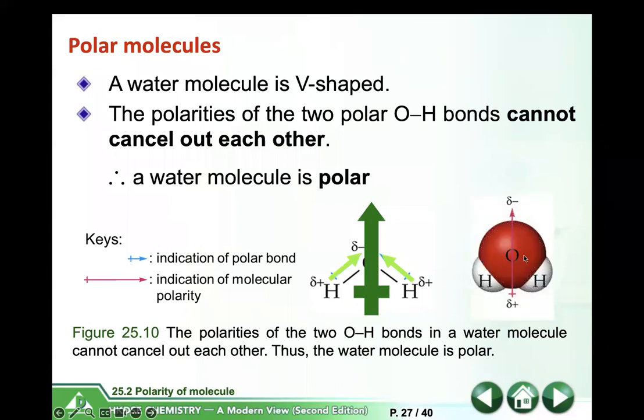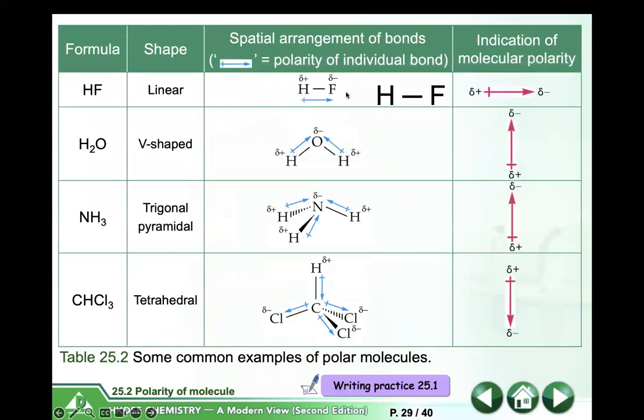So we may show it in a space filling model. If the shape of the molecule is linear, like HF, hydrogen gives electrons to the fluorine, and the molecular polarity will be like this. Delta positive on the hydrogen side, delta negative on the fluorine side. Or if it is V-shaped, as they cannot cancel, they are pushing the electrons up, and the overall will be going up. So the hydrogen side will be delta positive, while the oxygen side will be delta negative.